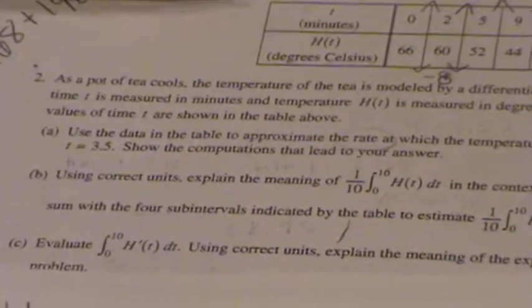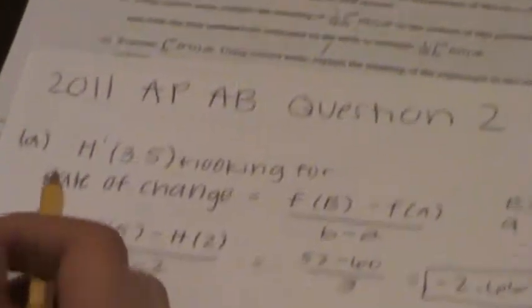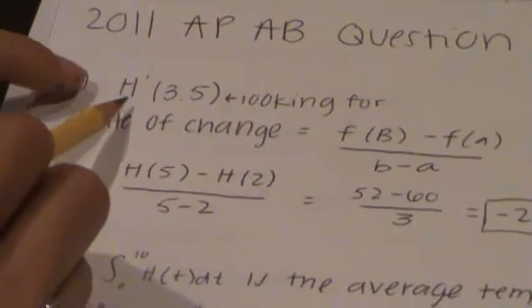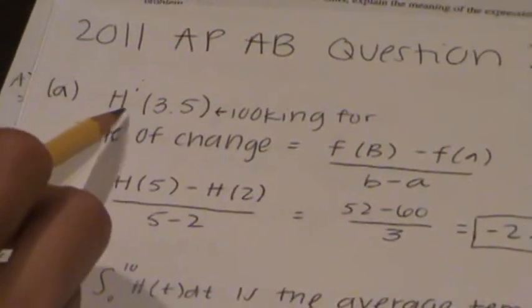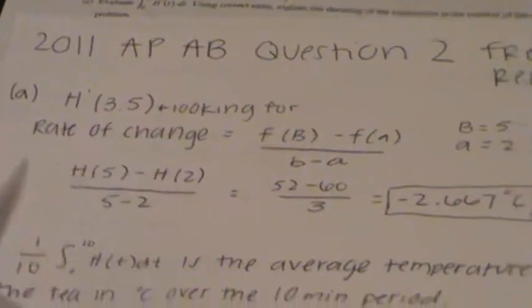Part A. Use the data in the table to approximate the rate at which the temperature of the tea is changing at time t equals 3.5. Show the computations that lead to your answer. So here's part A, and we are looking for the rate at which H changes at time 3.5. So that means H prime of 3.5 is what we're looking for.